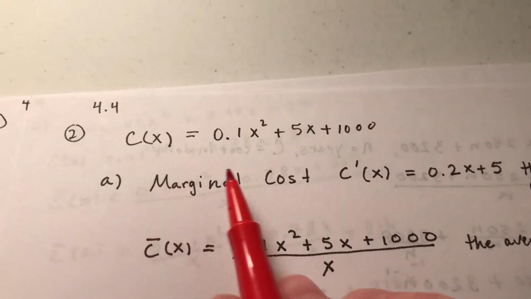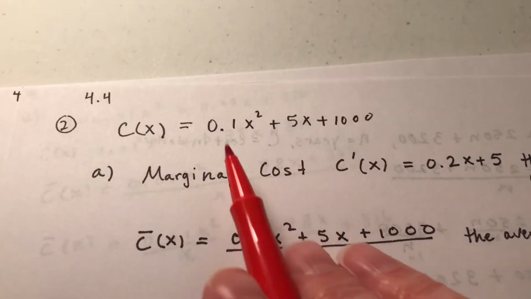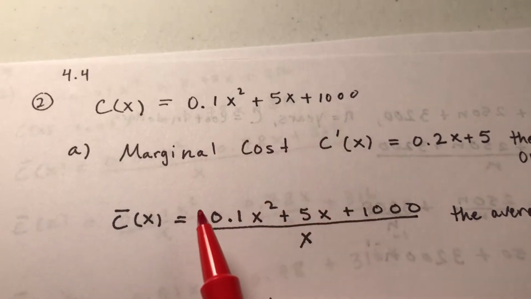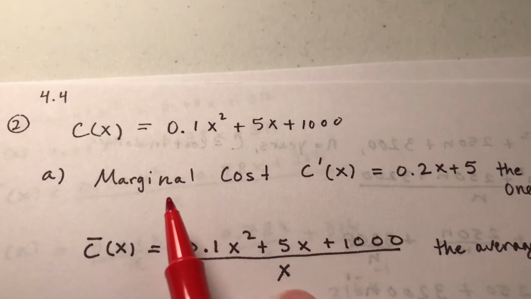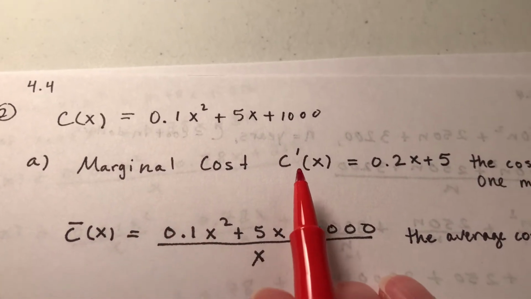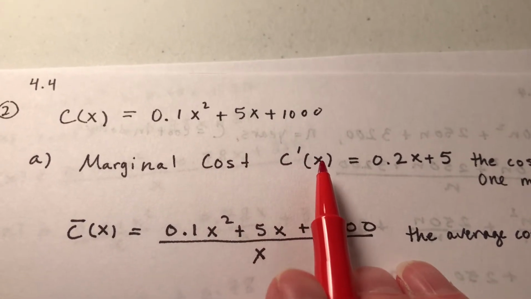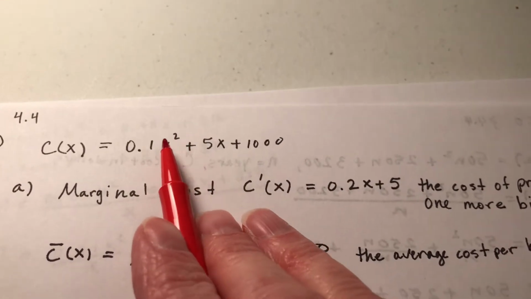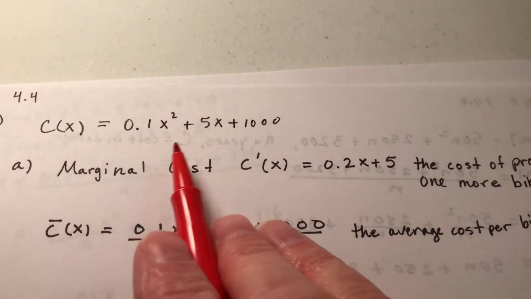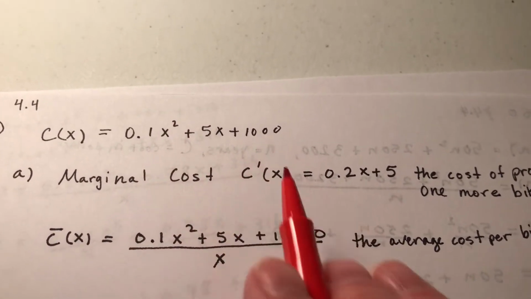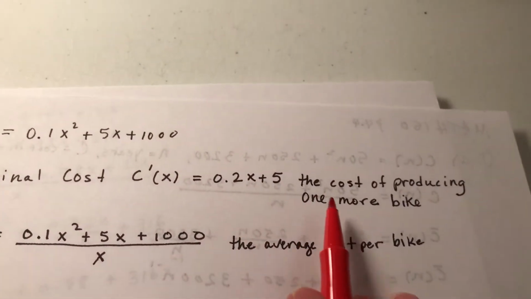So we're going to do part A. You've got your cost function was given, and I rearranged it to put it in standard form. You don't have to. The marginal cost, remember, is the derivative of the cost function. So use proper notation. C prime of x equals, bring the 2 in front, multiply, get a plus 5, derivative of 1,000 goes away. And this is the cost.